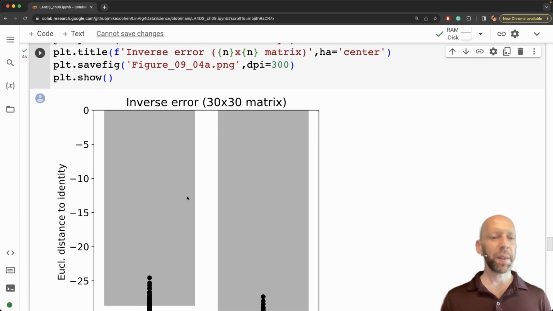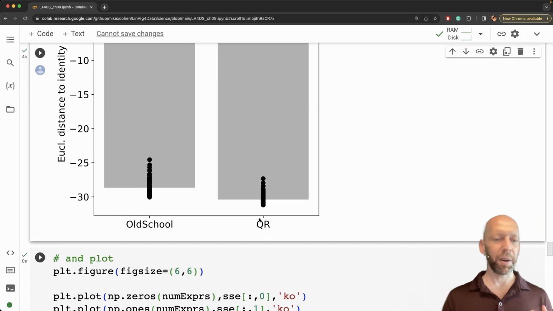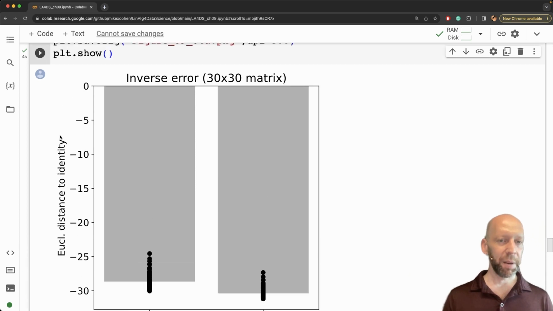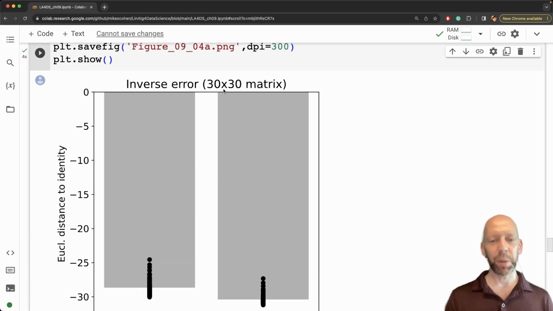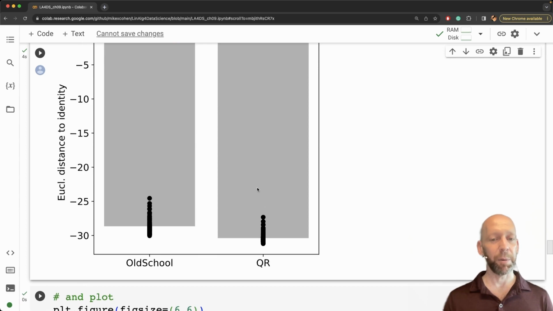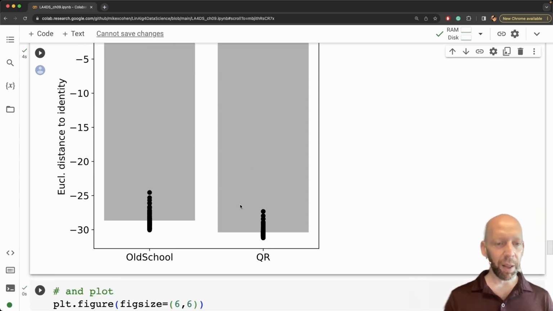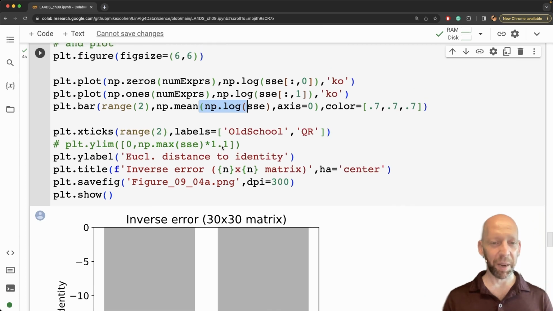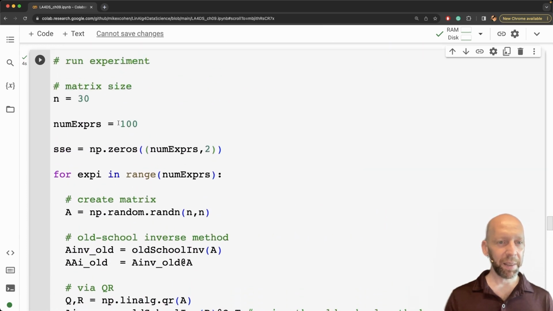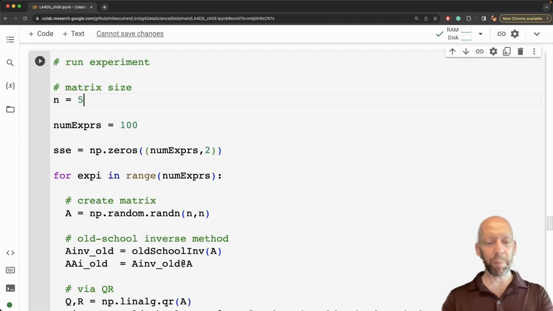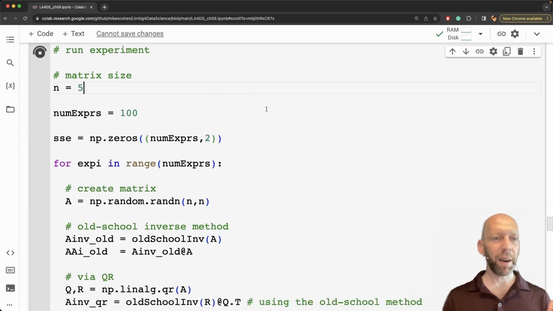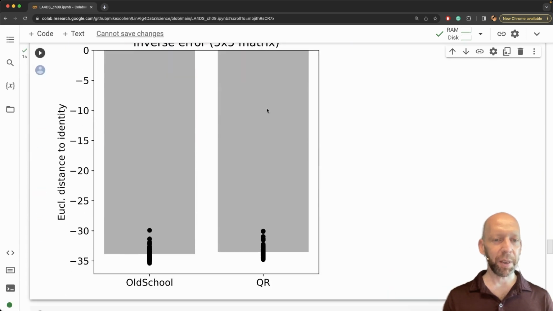Now, the other thing that I wanted to mention is that even though QR is a more stable method than the traditional one, you still get quite some errors for large matrices in particular. These errors are not zero here. Here the log of these errors is somewhere around minus 30. So keep that number in mind, minus 30. And now I'm going to set this back to be 5 by 5. So the log of the errors here were minus 30.